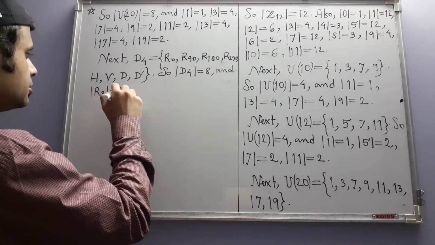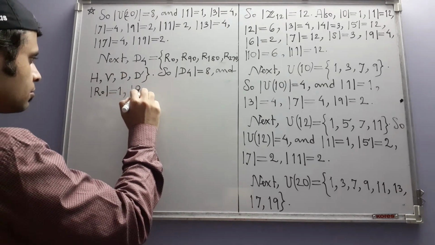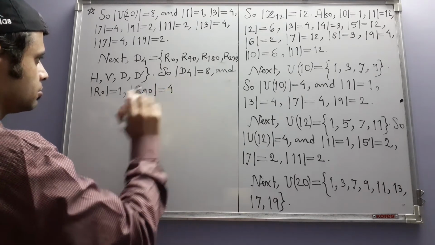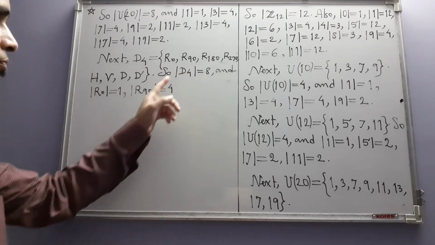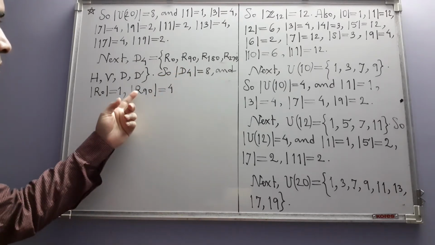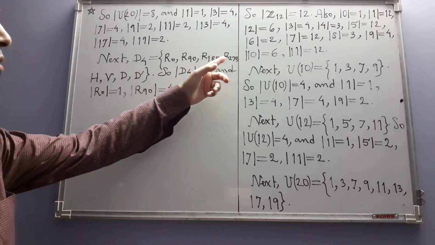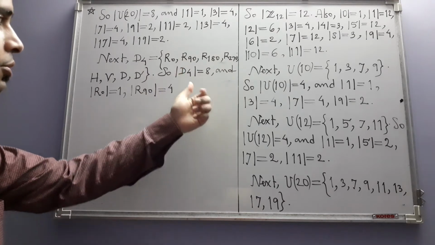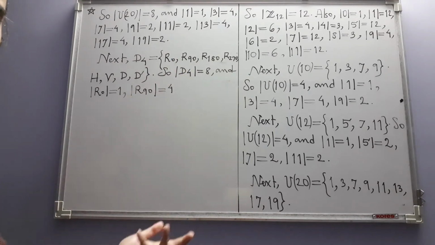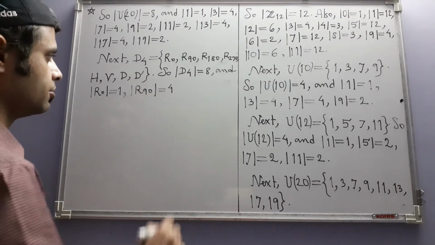Okay, so this is 1, of course. For R90 this is 4. You compose R90 with itself, you get R180. You do that once more, you get R270, and once more you get R0. So you need 4 R90s to get the identity element. So that's why the order is 4.